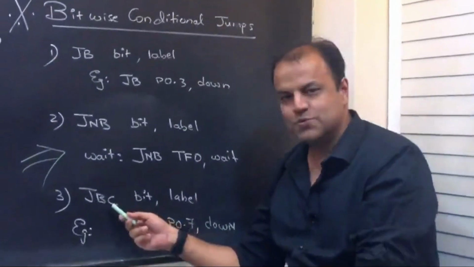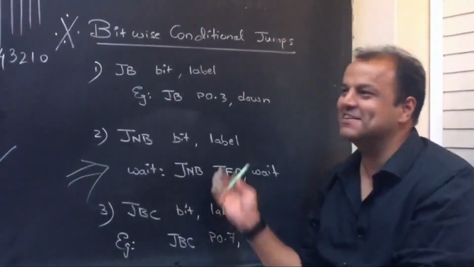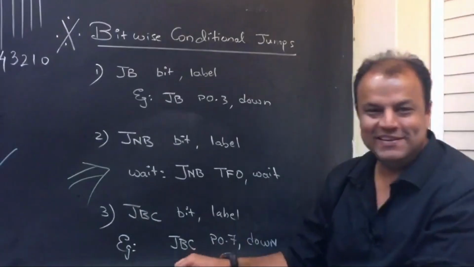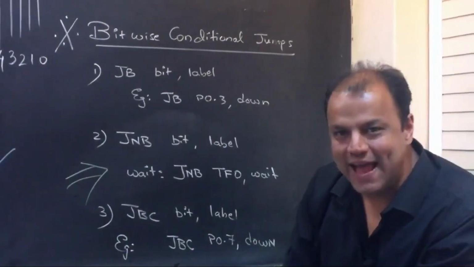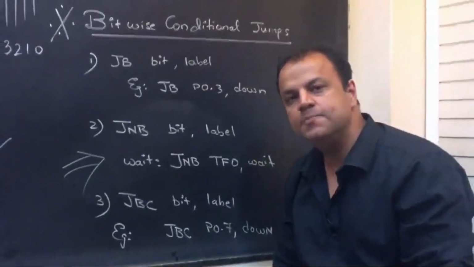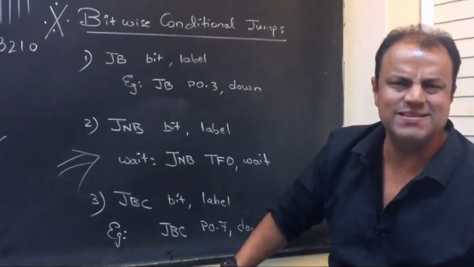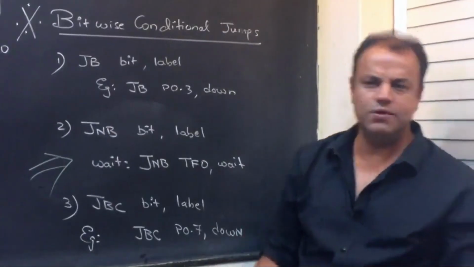Then, last one, JBC, the last instruction of all the 21. Big video, yeah? I thought it would be a small one. JBC, jump if bit and clear. Say again, jump if bit and clear. Some people also say jump if bit and complement. It means the same thing, so you can treat it the way you want.